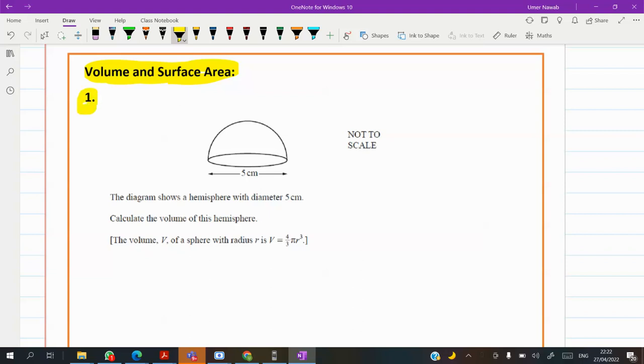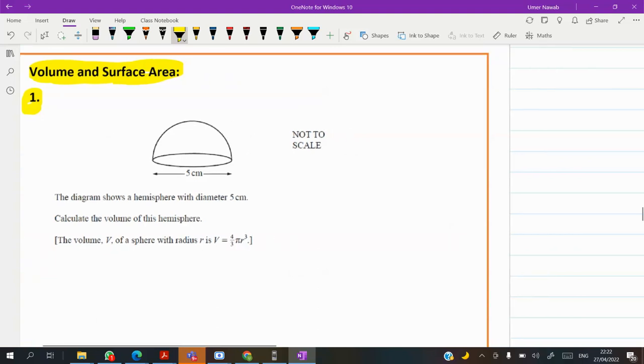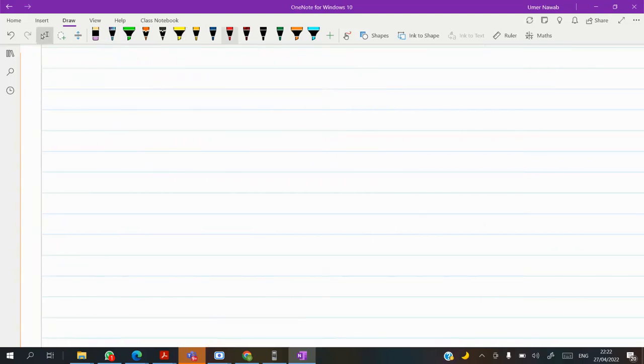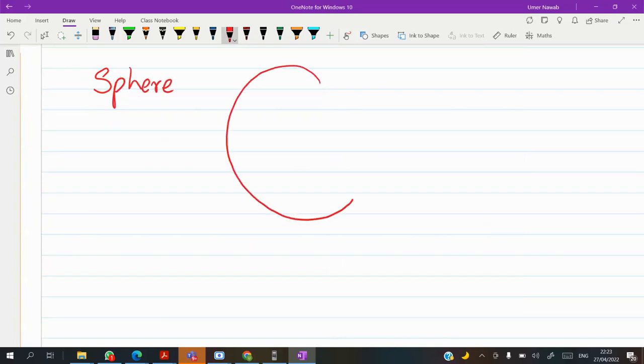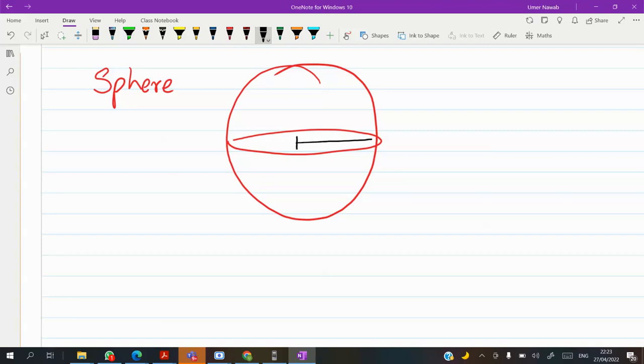The first question, you can see, is the half of a sphere. So let me give you the background of the sphere. A sphere is like a ball. It is a 3D shape like a ball. Its 2D shape is a circle, but when the circle changes into the 3D form, it makes a sphere. So a sphere has only one important variable involved, which is called the radius. If you know the radius, you can find the volume of the sphere.